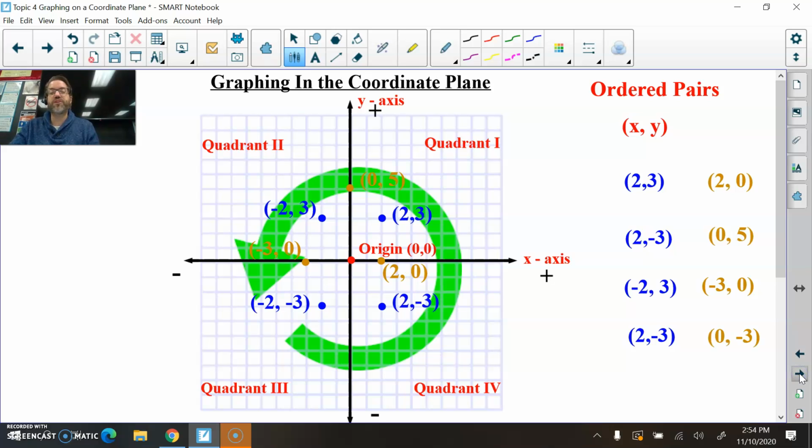And one more here, (0, -3). Now your x is 0, so you're not going right or left. But for your y, you're going down 3. Down is in the negative direction. You'd be right there on the y-axis at (0, -3). Okay, teachers can pause it at this point so you can look more closely at these points and see how they are matching with the ordered pairs here and where they're located here in the coordinate plane. Once you have that down, we'll go ahead and continue on.